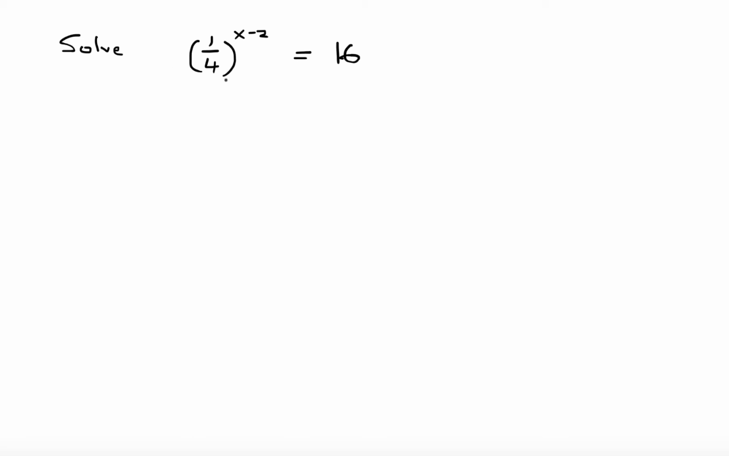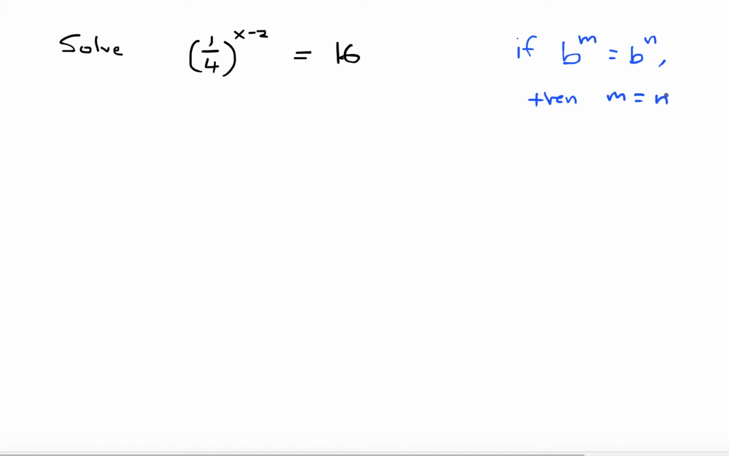Solve this exponential equation: we have (1/4) to the x minus 2 power equals 16. In order to solve exponential equations, we want to use this property: if b to the m power is equal to b to the n power, then we can conclude that m must equal n.